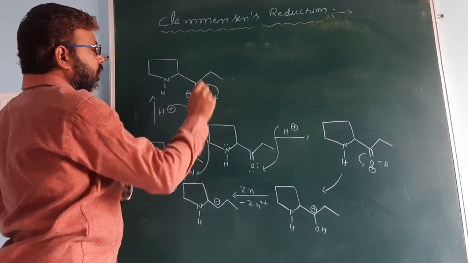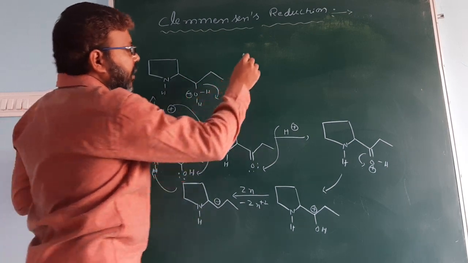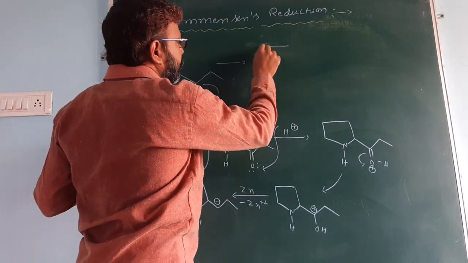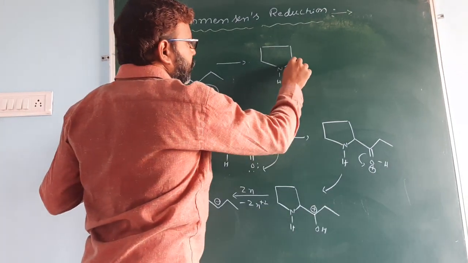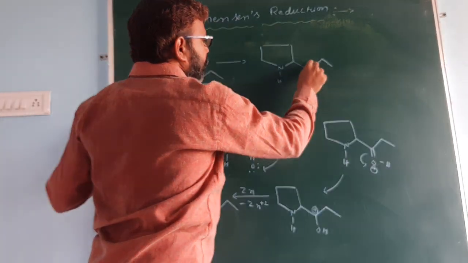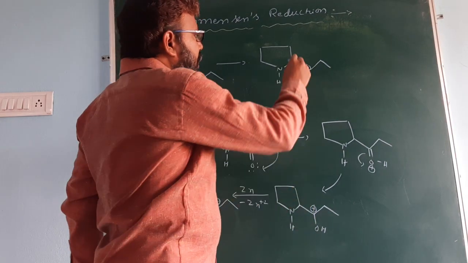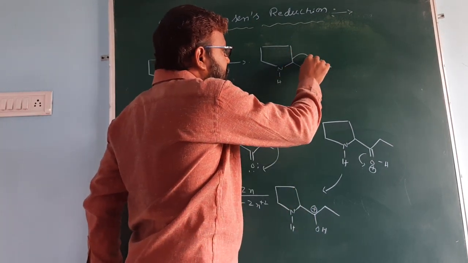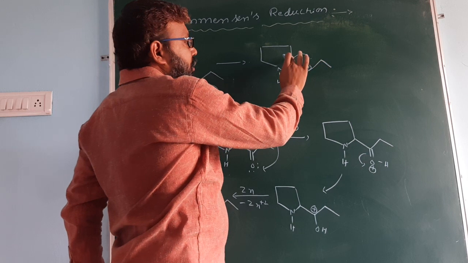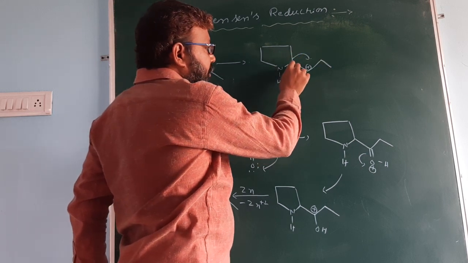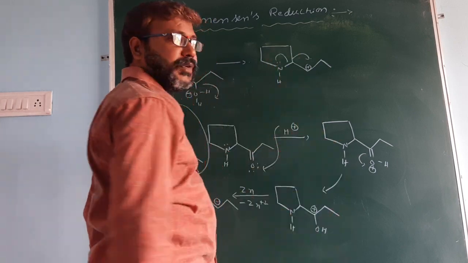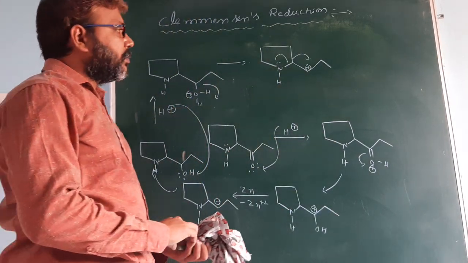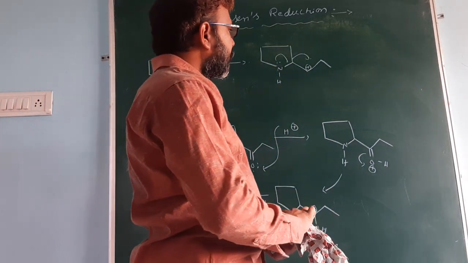So loss of water molecule, we get carbocation. So now ring expansion takes place. This bonded electron shifted to here. This carbon has positive charge. Nitrogen has a lone pair of electrons. This lone pair of electrons shifted to here. You get a 6-membered ring. Okay.